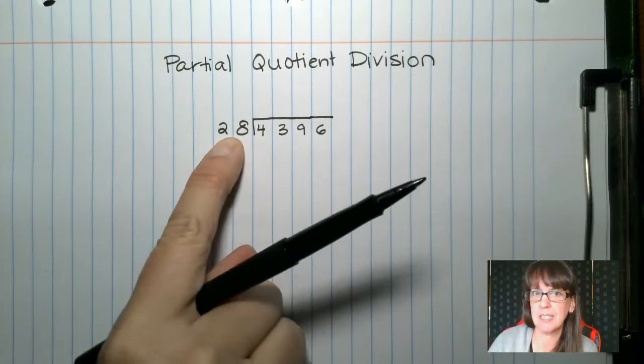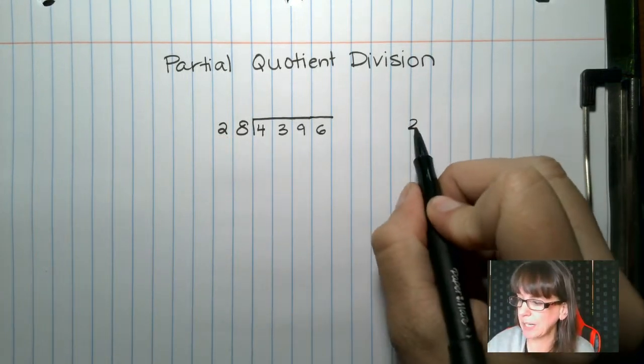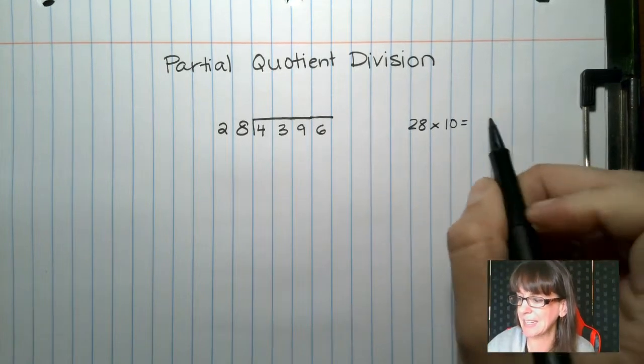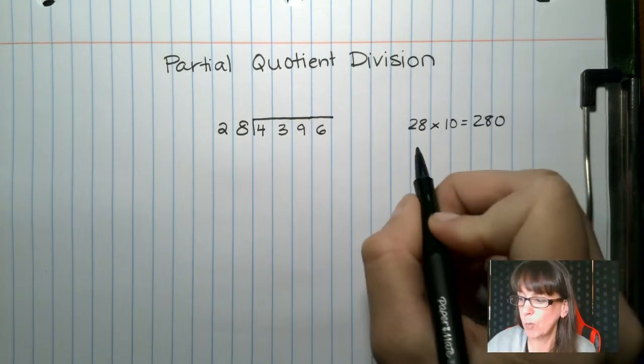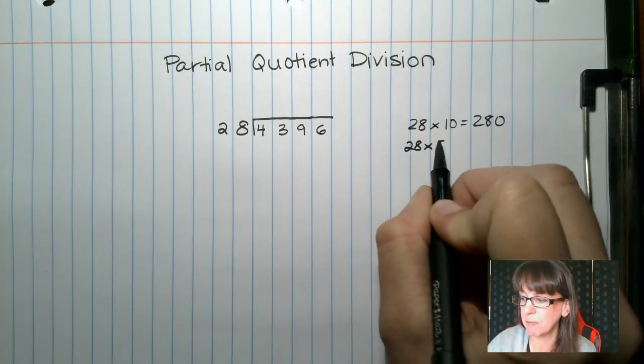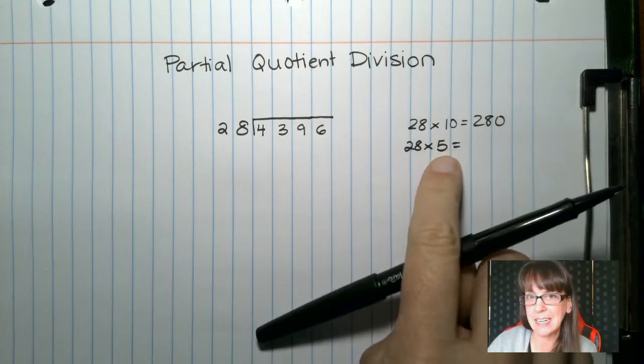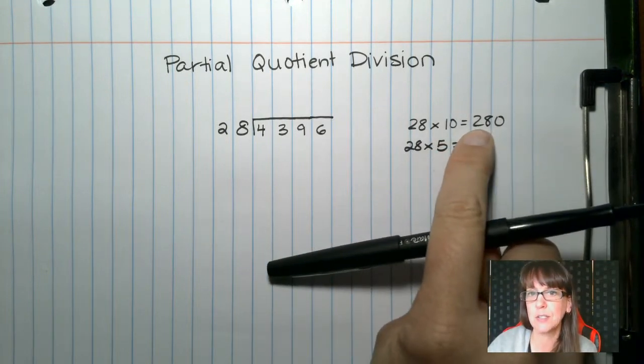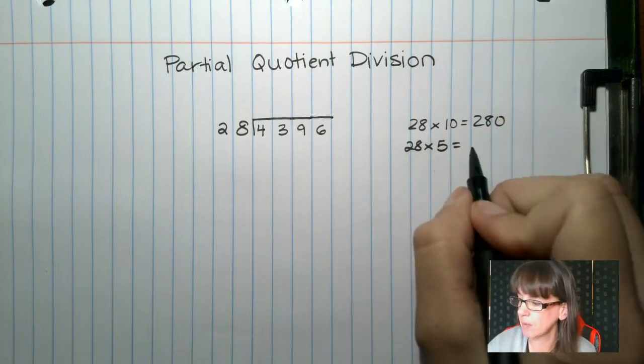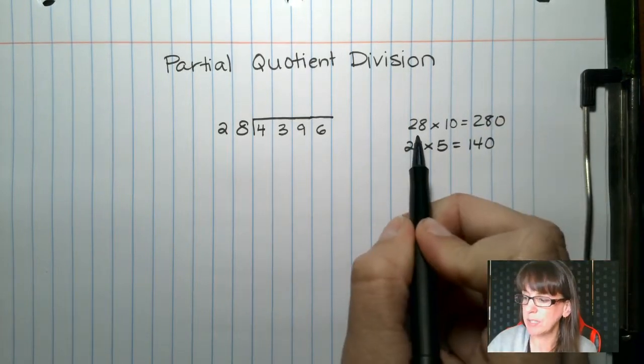First thing I want to do is take this guy right here, my 28, and say, okay, 28 times 10 is going to give me 28 with a 0, which means 28 times 5, because I cut that 10 in half, is going to be half of this. So that's going to be 140. Now, so I did 28 times 10.